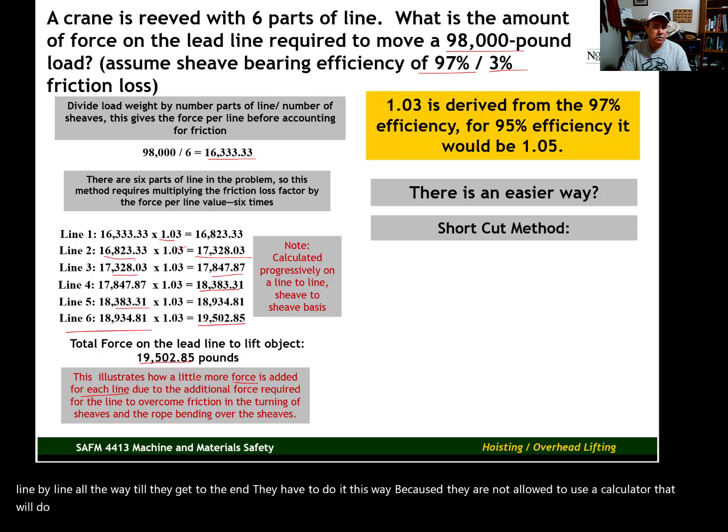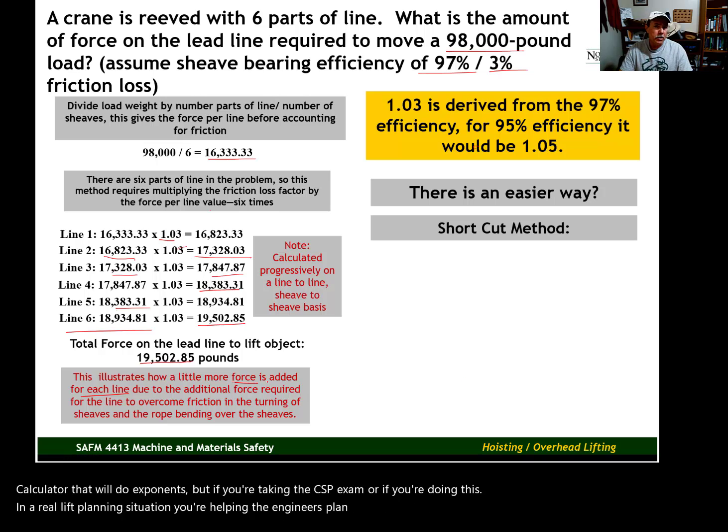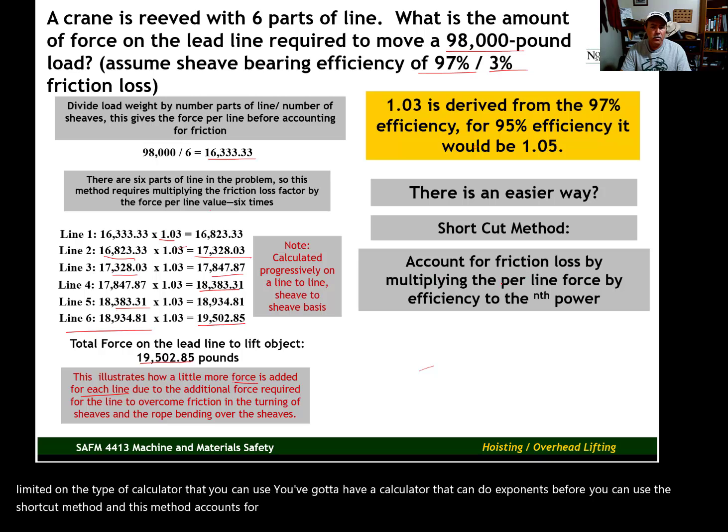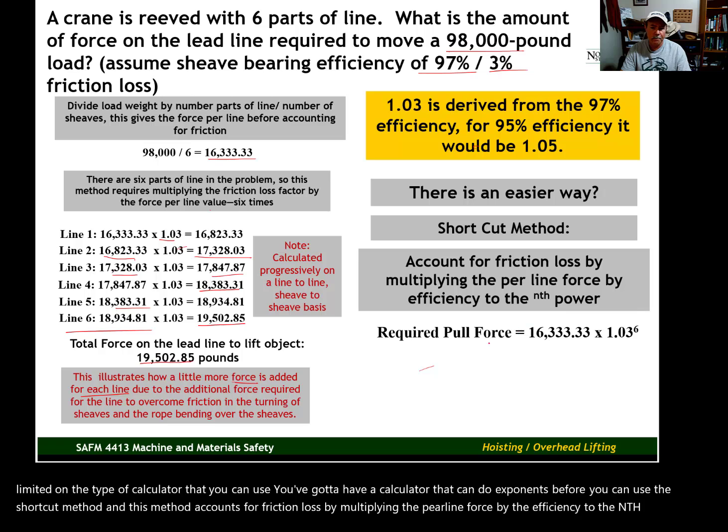But if you're taking the CSP exam, or if you're doing this in a real lift planning situation, you're helping the engineers plan a lift, you can use the shortcut method because you're not limited on the type of calculator that you can use. You've got to have a calculator that can do exponents before you can use the shortcut method. And this method accounts for friction loss by multiplying the per line force by the efficiency to the nth power. What do we mean by that?